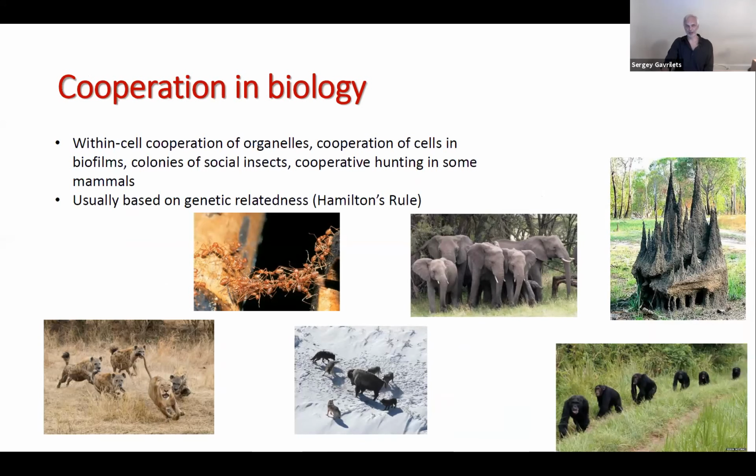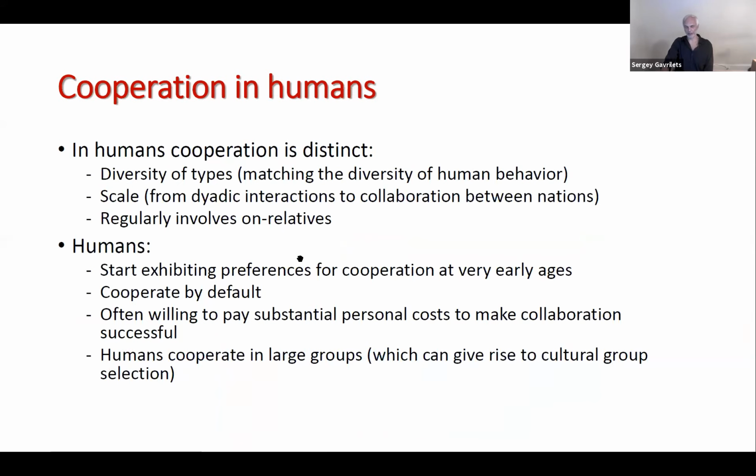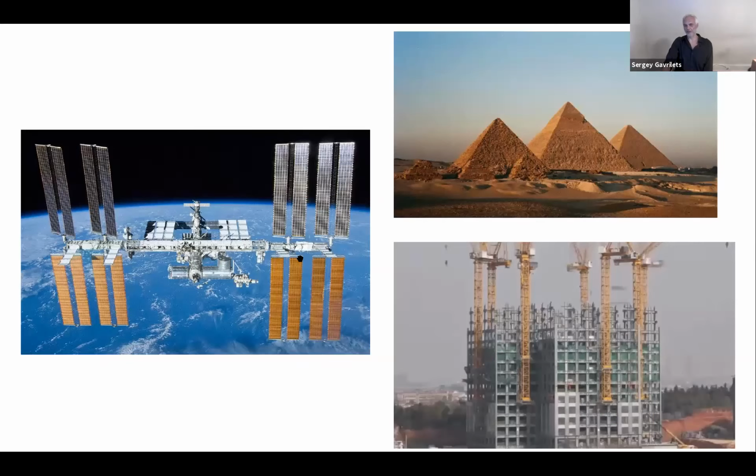Cooperation is quite common in biology at all different levels. But in biology, it's usually based on genetic relatedness. In humans, it's quite distinct. It's distinct in diversity of types, it's distinct in scale, and it regularly involves non-relatives. Humans start exhibiting preferences for cooperation at very early ages, we all cooperate by default, and we're often willing to pay substantial personal costs to make cooperation successful. And we cooperate in large groups. Just a couple of examples of this.